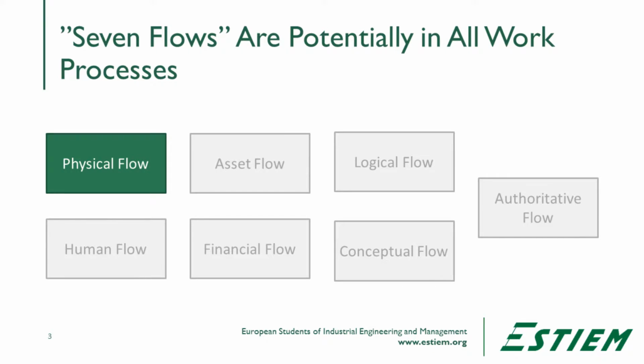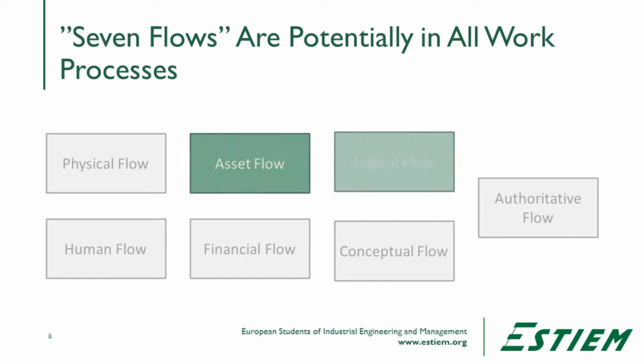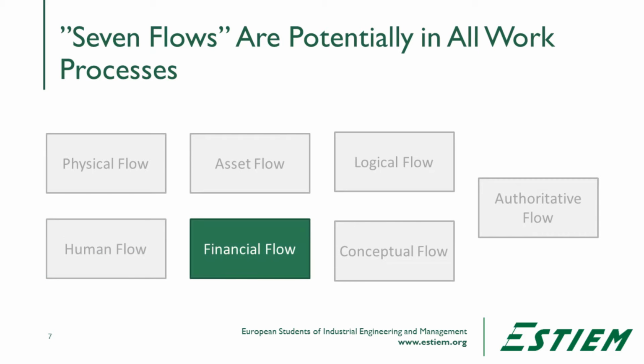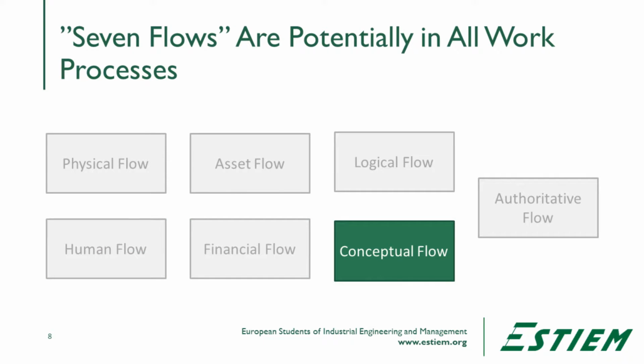So maybe, like the article in the Harvard Business Review, we understand how did the order go from the time it was received from the customer to the time it's satisfied and shipped back to the customer as a completed order. So that would be a physical flow. We could also have a flow of assets or logic like data flows, or human flows, how people walk, financial flows, how money is moved, conceptual flows, how ideas develop, like in new product development, or authoritative flows, and that is about the process by which we delegate decision rights in an organization and hold people accountable.